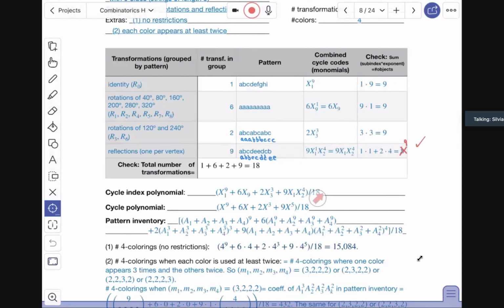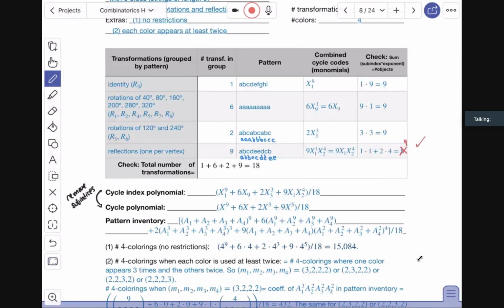That's it. That's a cycle index polynomial, right? Easy. For the cycle polynomial, just remove the subindices for the x's. So replace every x1, x2, x3 just by x. Remove the subindices. So that one becomes x to the 9. This one becomes 6x. This one becomes 2x cubed. And this one becomes 9. And then I have x times x to the 4th, so x to the 5th. So just remove subindices. From here to here, you just remove the subindices.